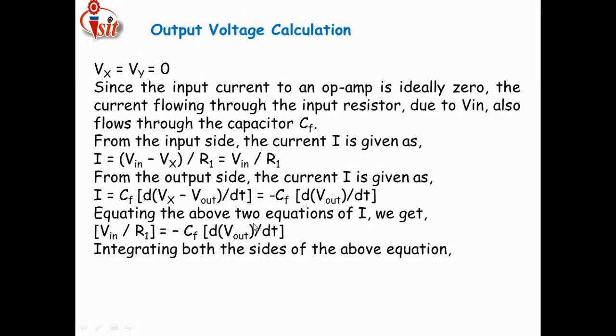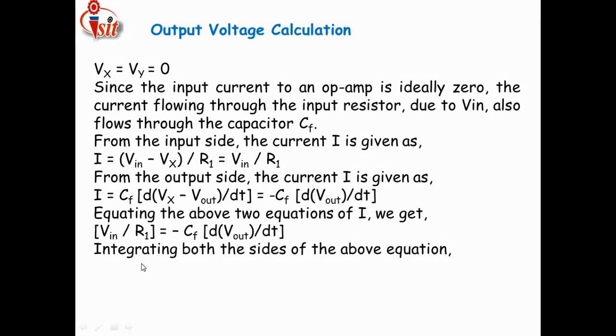Next, equating the two equations of I, we get Vin divided by R1 is equal to minus Cf dVout divided by dt. That means the differentiation of the output voltage. Then we integrate both sides of the equation, just to remove that differentiation. The anti-operation of differentiation is integration, and the anti-operation of integration is differentiation, vice versa.